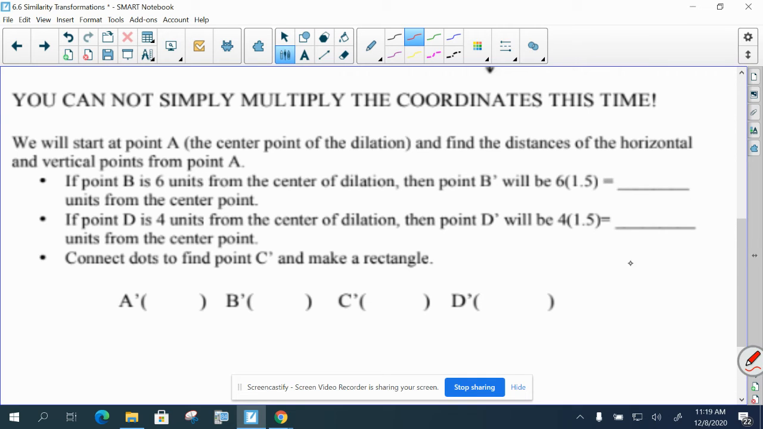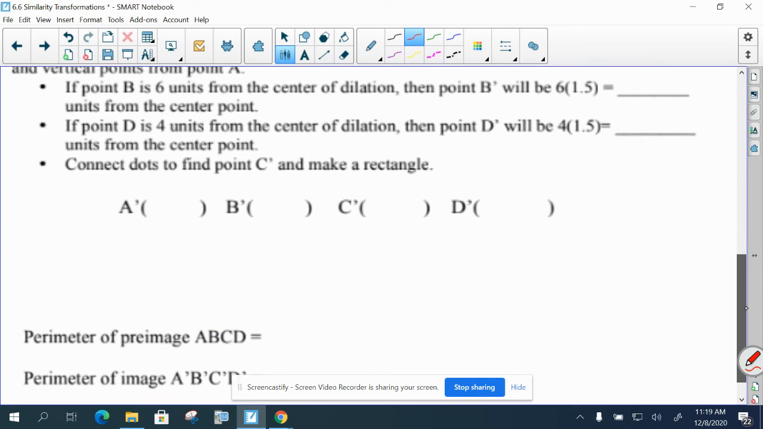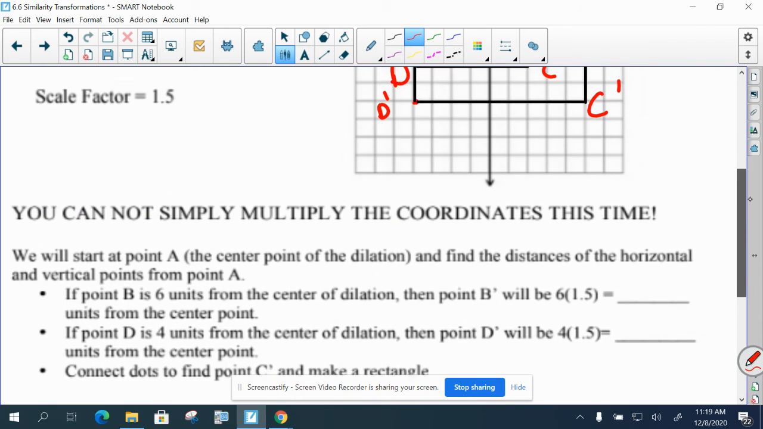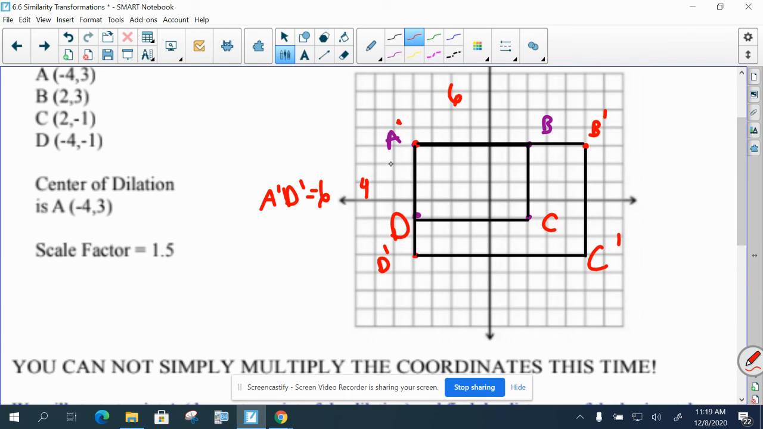All right, so this really just walks you through everything that we just did. And then the perimeter of the pre-image, well, it was 6 plus 6 plus 4 plus 4, which would be 20. So then the perimeter of your image should be 30. Is it 30? Let's see. 9 plus 9 is 18, plus 12 is 30.